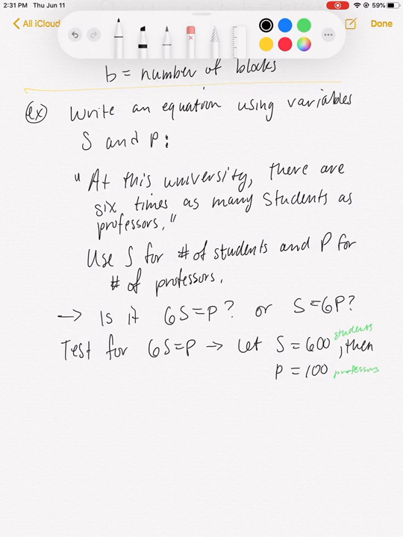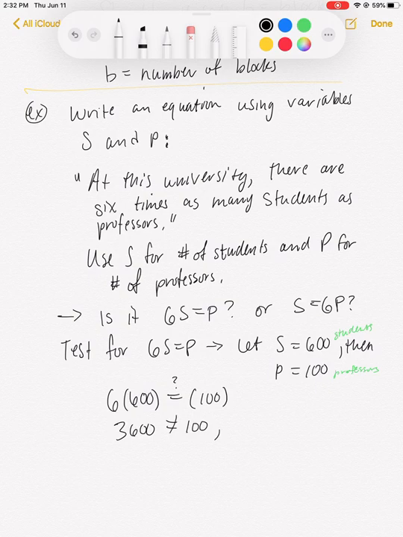Okay. Now, we're going to test to see if the relationship of the equation 6s equals p is true. So 6 times the number of students, which is 600, is that equal to the number of professors, which we said was 100? Those two numbers worked for our case. We simplify both sides of the equation. 3600 is equal to 100? No, it is not.